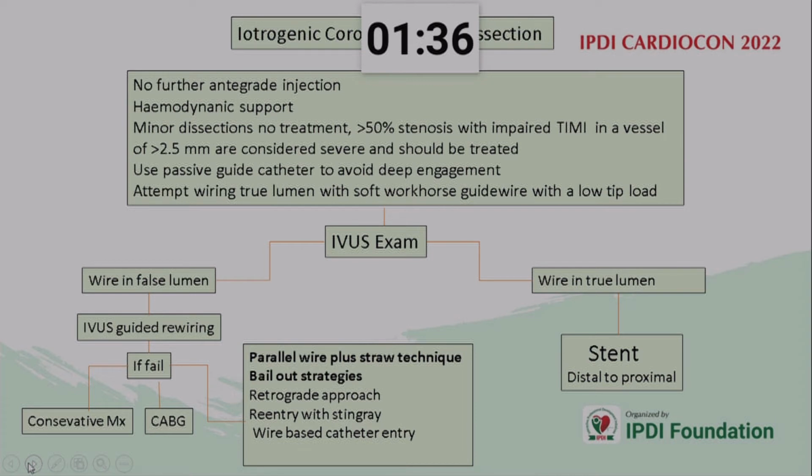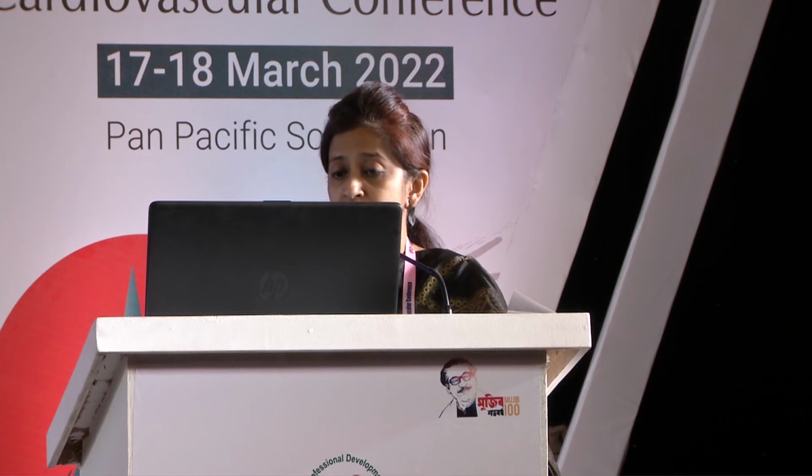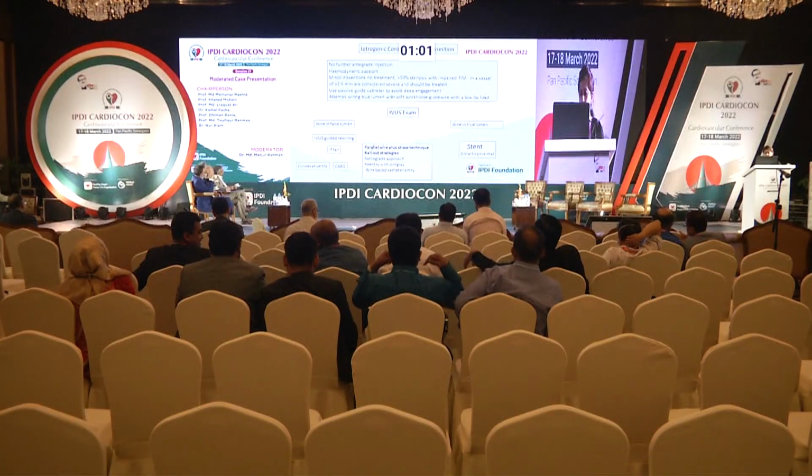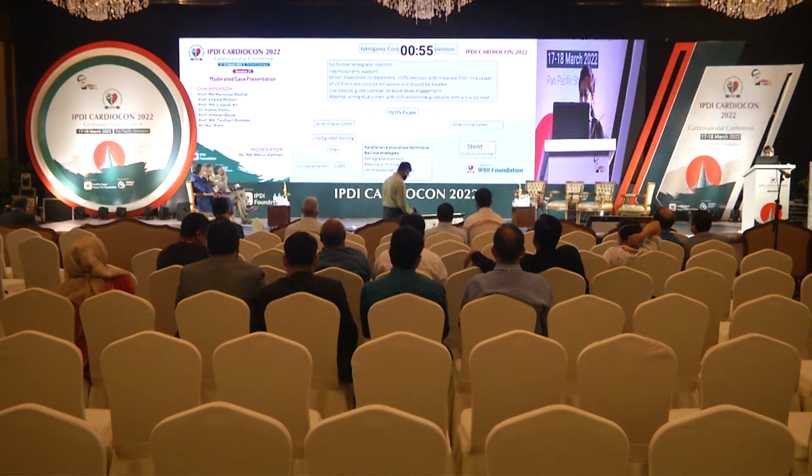We should try to wire down the true lumen. If we are successful, we should stent the vessel distal to proximal, and we can take IVUS to confirm whether we are in the true lumen or not. If we fail to get the true lumen, we should try IVUS-guided rewiring. If we fail, we can try the parallel wire plus STRAW technique, which is an interesting technique. If I get time in the question-answer session, I can show it to you. There are other bailout strategies such as the retrograde approach, re-entry with Stingray, and wire-based catheter entry. If we fail, we can send the patient for CABG or manage the patient conservatively.